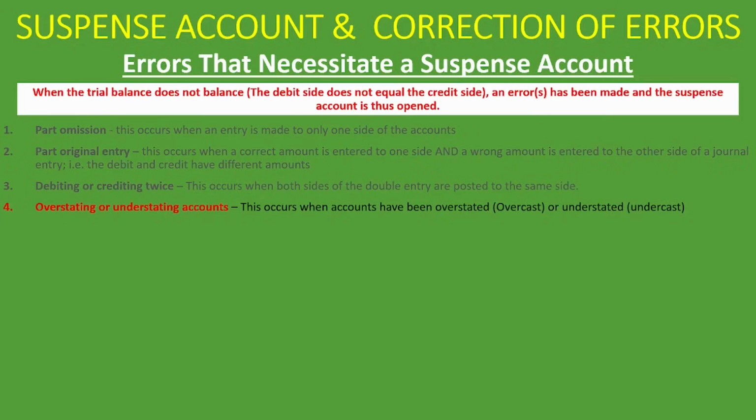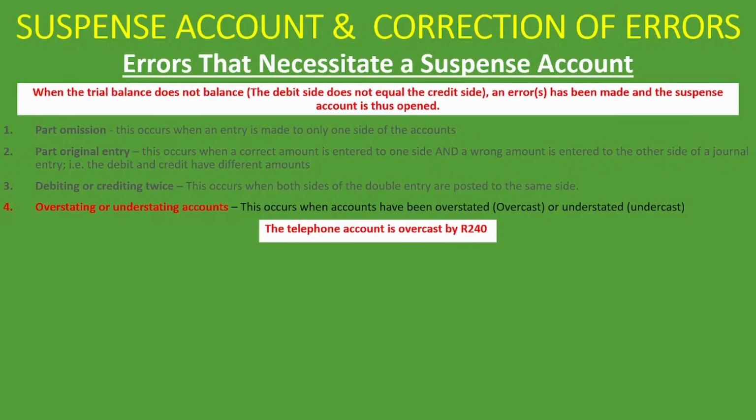Alright, let's look at the fourth type of error that requires the suspense account: overstating or understating accounts. If you have overstated accounts or understated them, then we need to open a suspense account. This occurs when accounts have been overstated. Sometimes they would use the word overcast, or understated, and in that case they would use the word undercast. So let's look at an example. The telephone account is overcast by 240 rand.